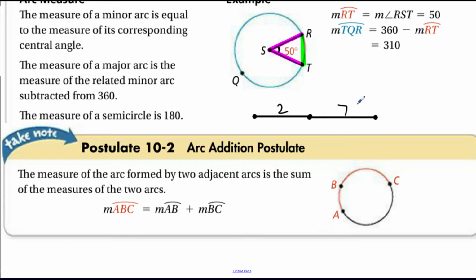We can do the same thing for arcs. If I have two adjacent arcs, which means arcs that share an endpoint, and I come to this picture and go from A to B and I know that measure, and then I go from B to C and I know that measure, then A to C would just be AB plus BC. That's what this is saying right here. The measure of ABC, which means going from A, ending at C, but traveling through B, is going to be the sum of AB and BC.